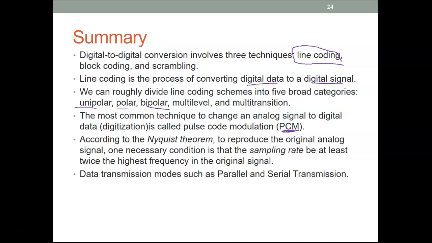Okay, this is a question for you. So what is the other type to convert analog signal to digital data?